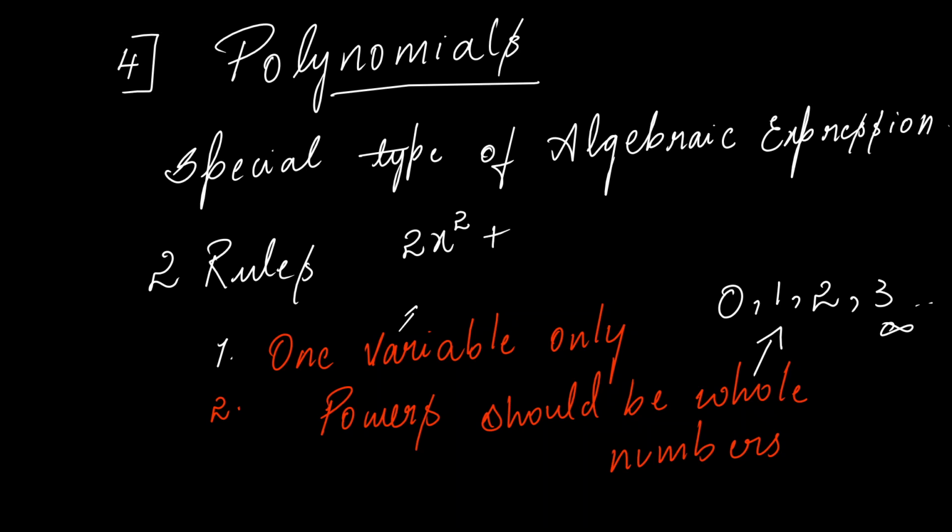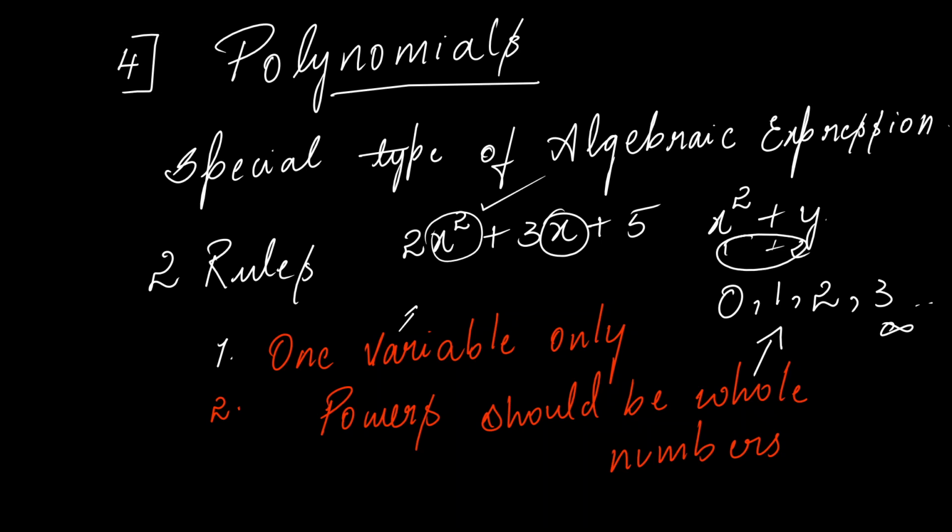If you see here, we have only x as a variable. So it has only one variable, which is x. So this is a polynomial. And in the second example, x square plus y. Here, if you see, we have two variables. One is x and the other one is y. That's why this is not a polynomial. In a polynomial, there should be only one variable. We should not have two different variables. Hope you understood this clearly, children.